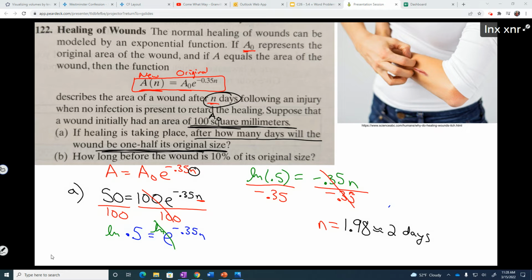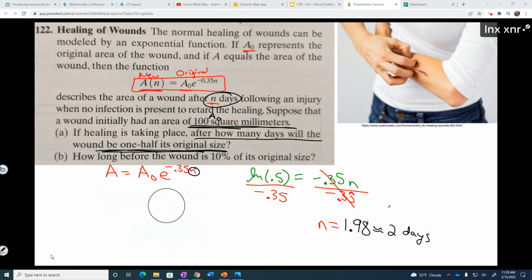All right, now we're gonna ask one more question. How long until it's just 10% of its original size? So almost all the way healed, right? It'll be 10% of its original size. So how many days could we expect it to be almost all the way healed? So like, a doctor would tell you, you can expect it to heal in this number of days. Right? Well, unfortunately, that's not how exponential growth works. It exponentially heals.